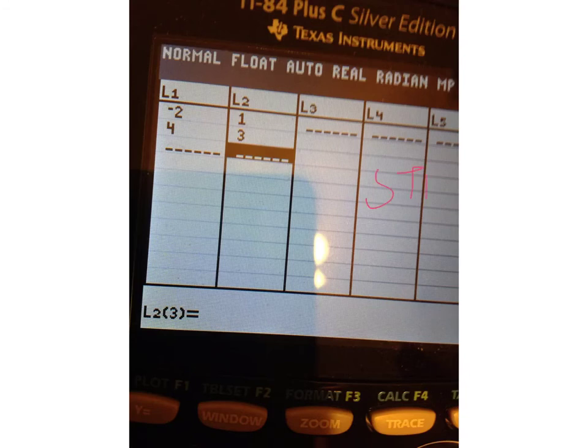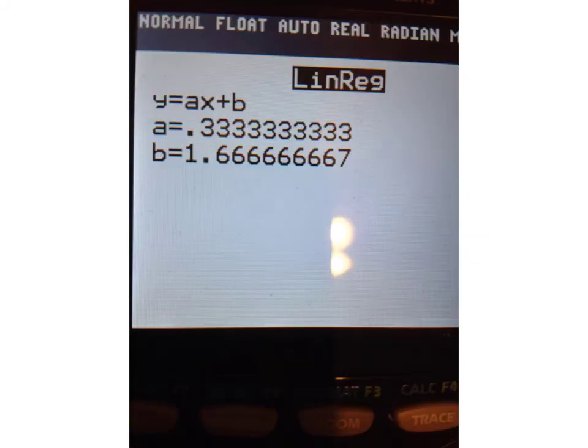Then you hit stat, arrow over to calc, number 4, and press enter. So here is your equation. Y equals, A goes in, this number goes in for A, so it's 0.33x, that's your slope, plus 1.67, that's your y-intercept.